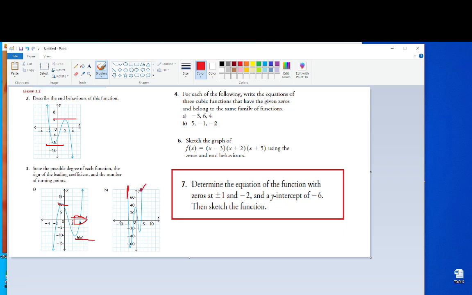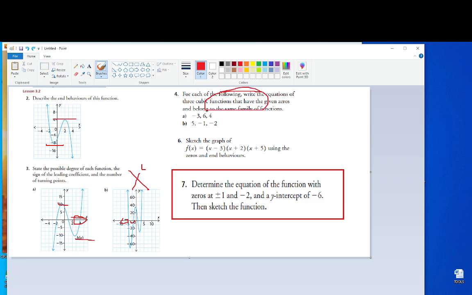This one comes from here and ends here, so it's going to have an even power. There's 1, 2, 3, 4 x-intercepts and 3 turning points. So this is a 4th degree polynomial. And since it does start in the normal and ends in the normal area, it has a positive leading coefficient.